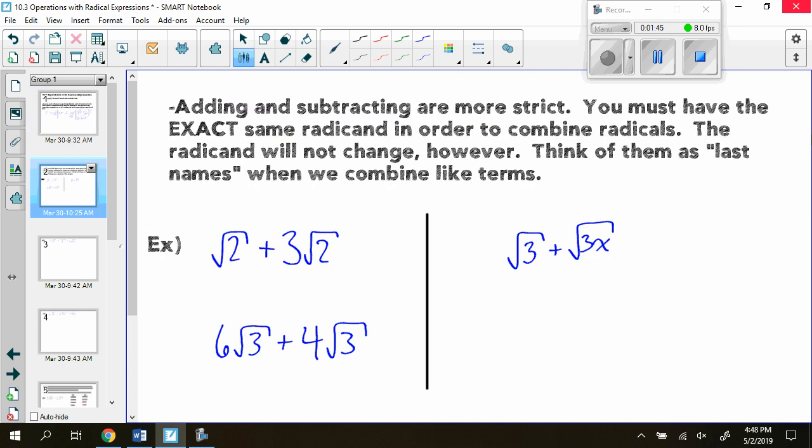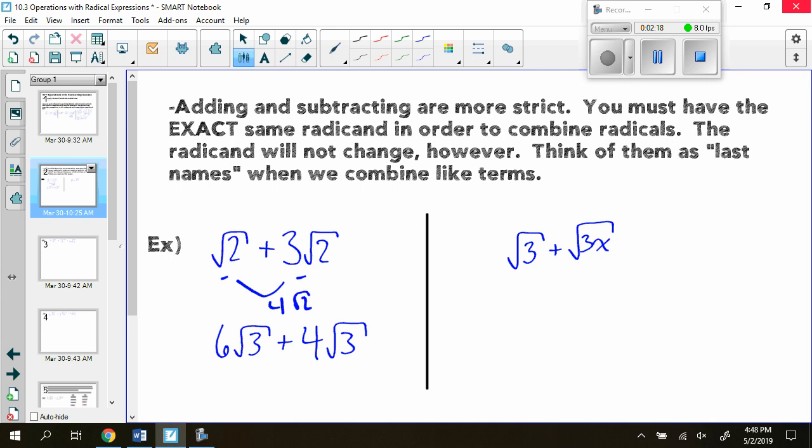Adding and subtracting, like when we combine like terms, are more strict. I always think of the radicals like last names, like variables such as x or y or m or n, all the different variables that we work with throughout the year. And those variables, those radicals in this case, have to match exactly. So in the left example, the square root of 2 plus 3 square roots of 2, I've got 1 square root of 2 right here and 3 square roots of 2 right here. If I combine those together, I'm going to have 4 total square roots of 2.